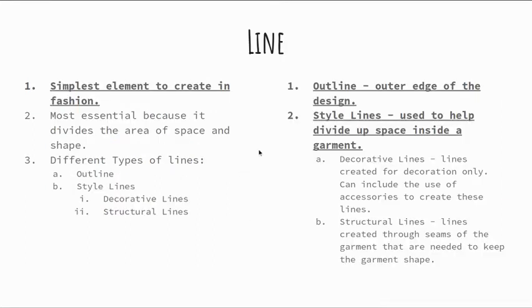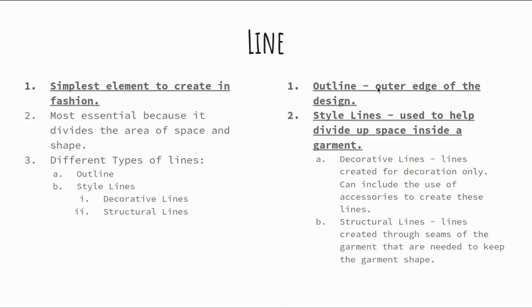So line is the simplest element to create in fashion. It's the most essential because it does divide the area of space and shape. So it helps break up what could be something very, very boring, and add some pops of flair to it. So we do have different types of lines. The ones that we're going to look at are the outline and the style lines.